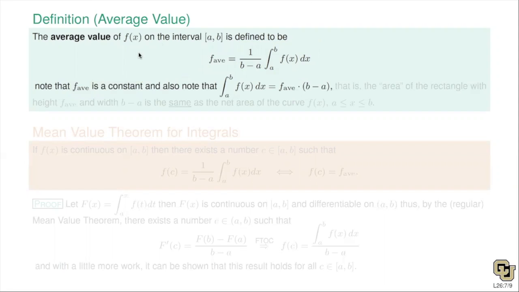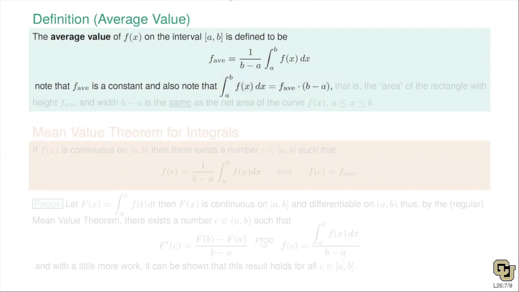The way I like to think about this, which seems quite random, is I take the b minus a and put it on the other side, and then that gives you an equation like this, that the definite integral equals the average value times b minus a. So I interpret the average value as being the height of a rectangle where the area of the rectangle will be the same as the net area of the integral.